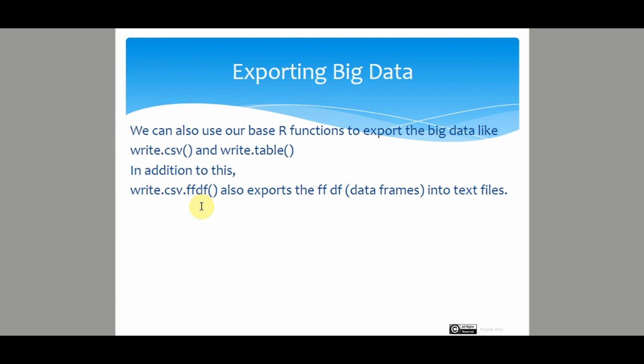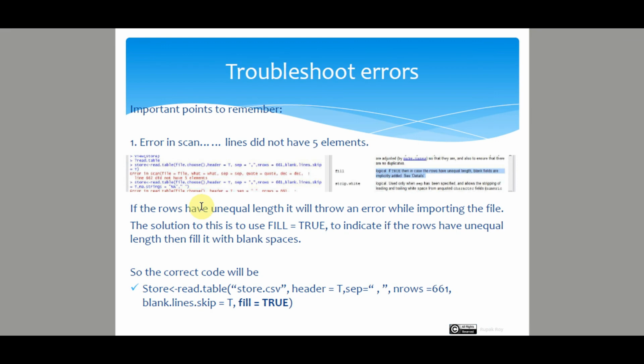I have gathered two common errors that we might encounter while using those functions. One error is in scan: lines didn't have 5 elements. This is because rows are of unequal length, and the solution to this is to add fill is equal to TRUE to fill it with blank spaces.